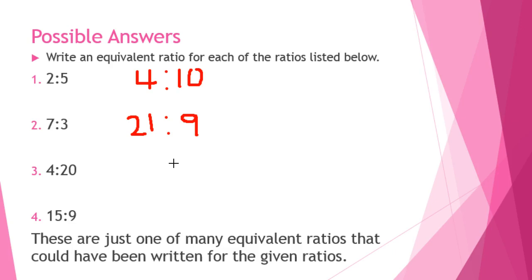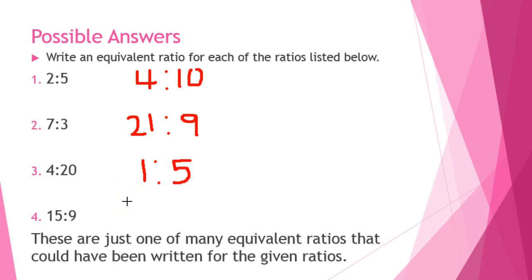Looking at number 3, I'm going to take a little bit of a different approach. I'm going to divide both numbers. I can divide both numbers by 4. So if I take 4 divided by 4, I get 1. And 20 divided by 4, I get 5.